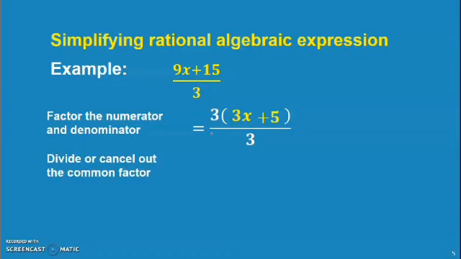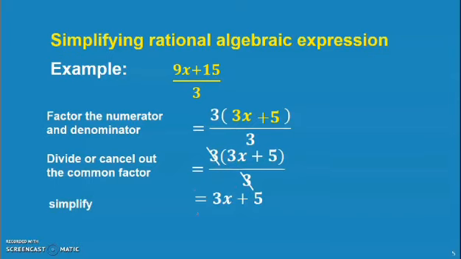So next, divide or cancel out the common factor. So ika-cancel natin ang common factor, which is 3. Okay, so the remaining terms are 3x plus 5. So this is now the simplified form of our 9x plus 15 all over 3.